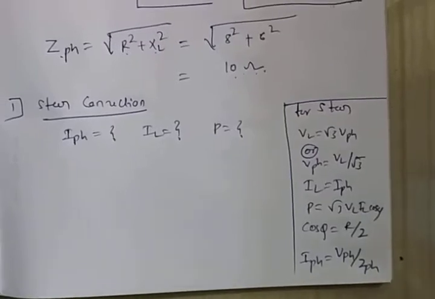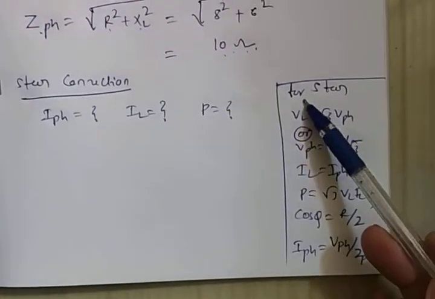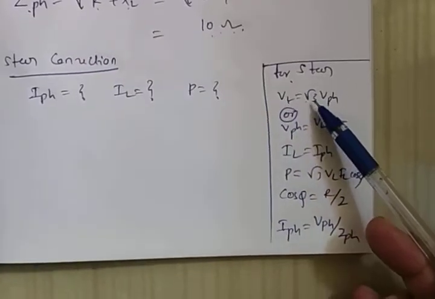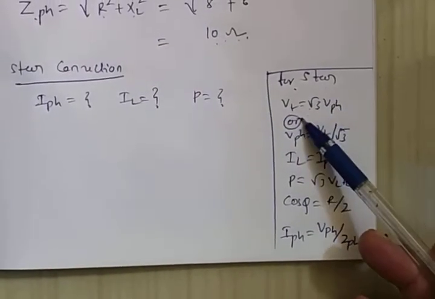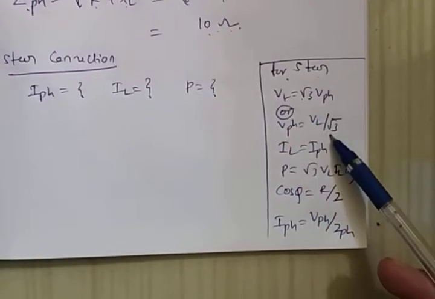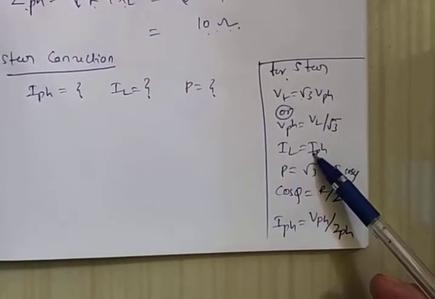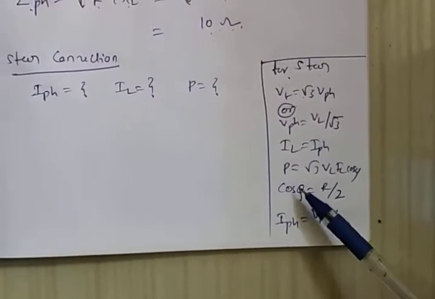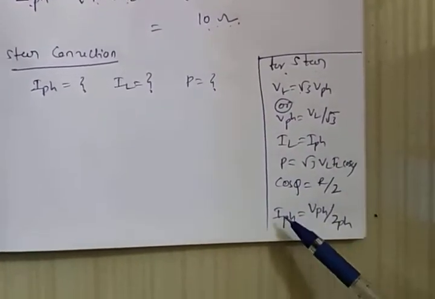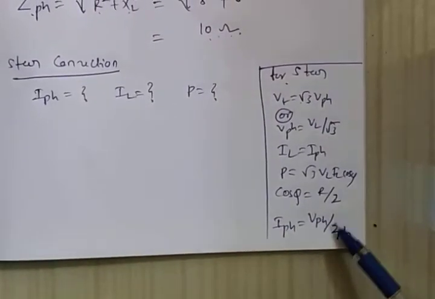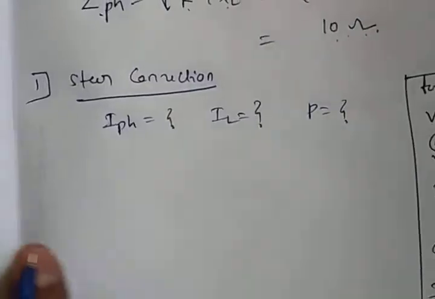Dear students, listen carefully. For star connection the important formulas are: line voltage is equal to √3 times phase voltage, or VPH is equal to VL divided by √3, line current is equal to phase current, and power is equal to √3 VL IL cos phi, power factor is equal to R by Z, and current per phase is equal to voltage per phase by impedance per phase.